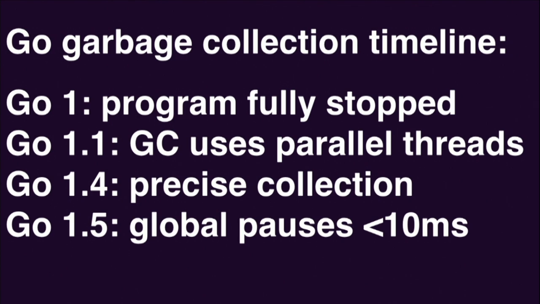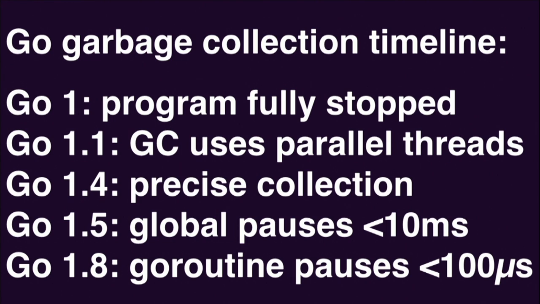In 1.5, huge change in the garbage collector. It now allows the program to run concurrently instead of forbidding it from running until the GC is completely done. And the runtime team announced that their goal for stop-the-world pauses, where nothing was making progress, was to have those pauses be less than 10 milliseconds.